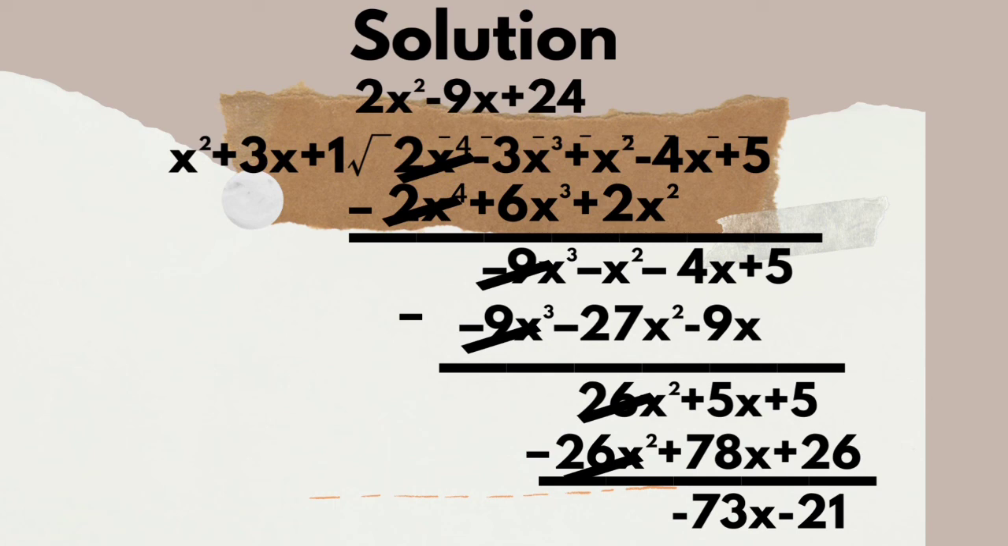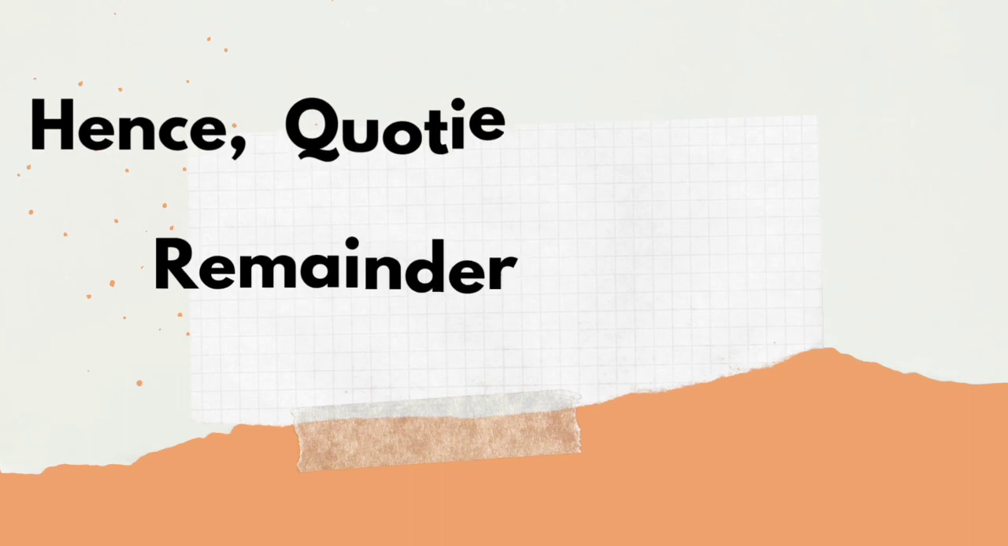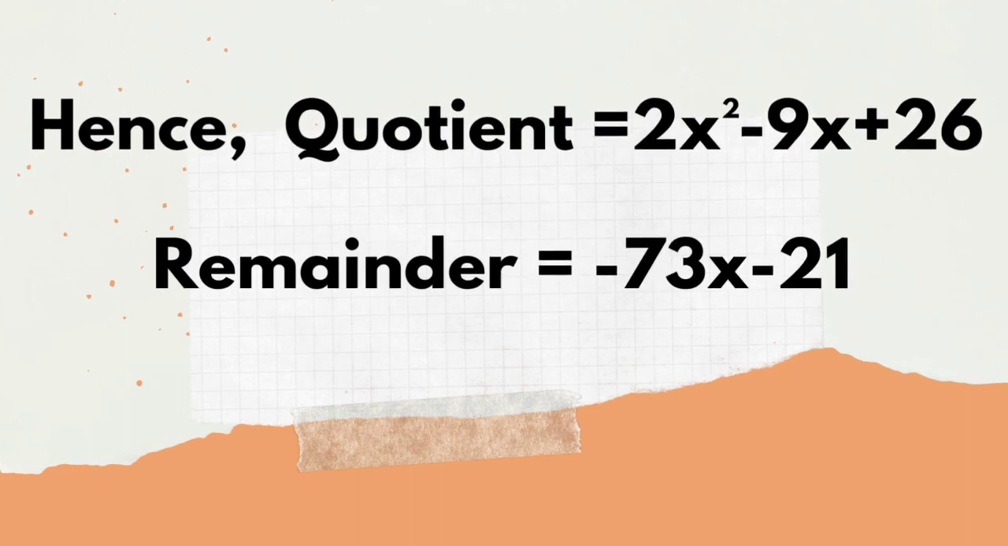5x plus 5, and the remainder will now give us what? Minus 73x minus 21. Therefore, the quotient in this case is 2x raised power 2 minus 9x plus 26, and the remainder is minus 73x minus 21.